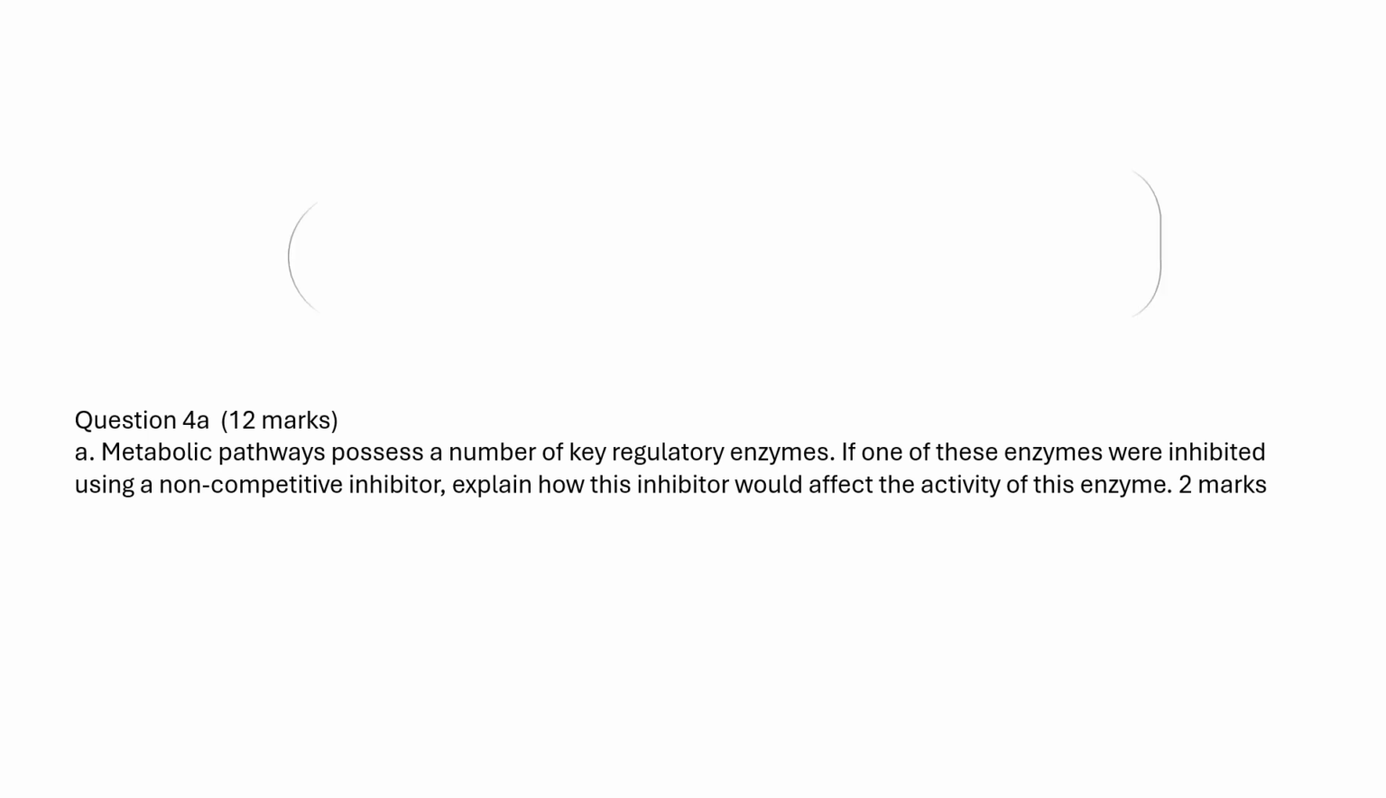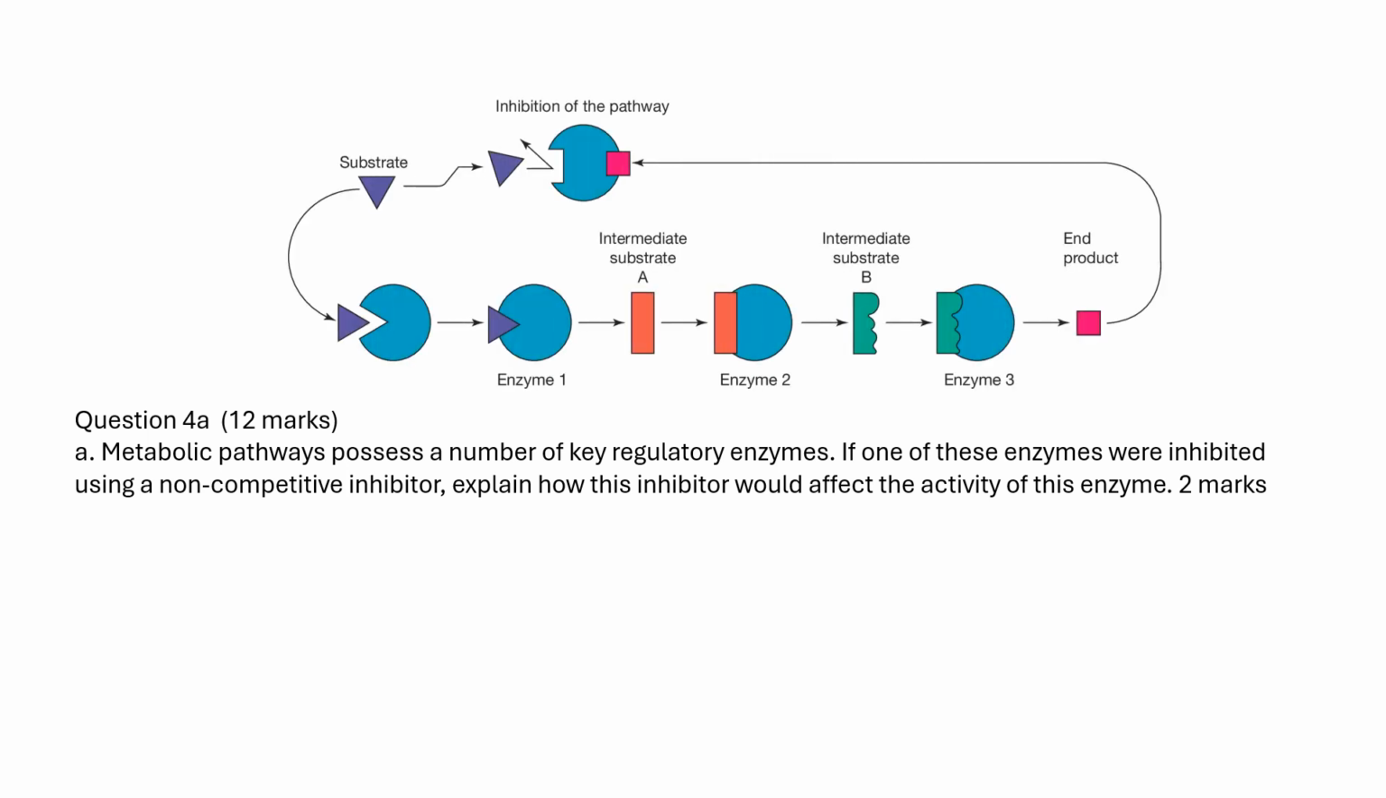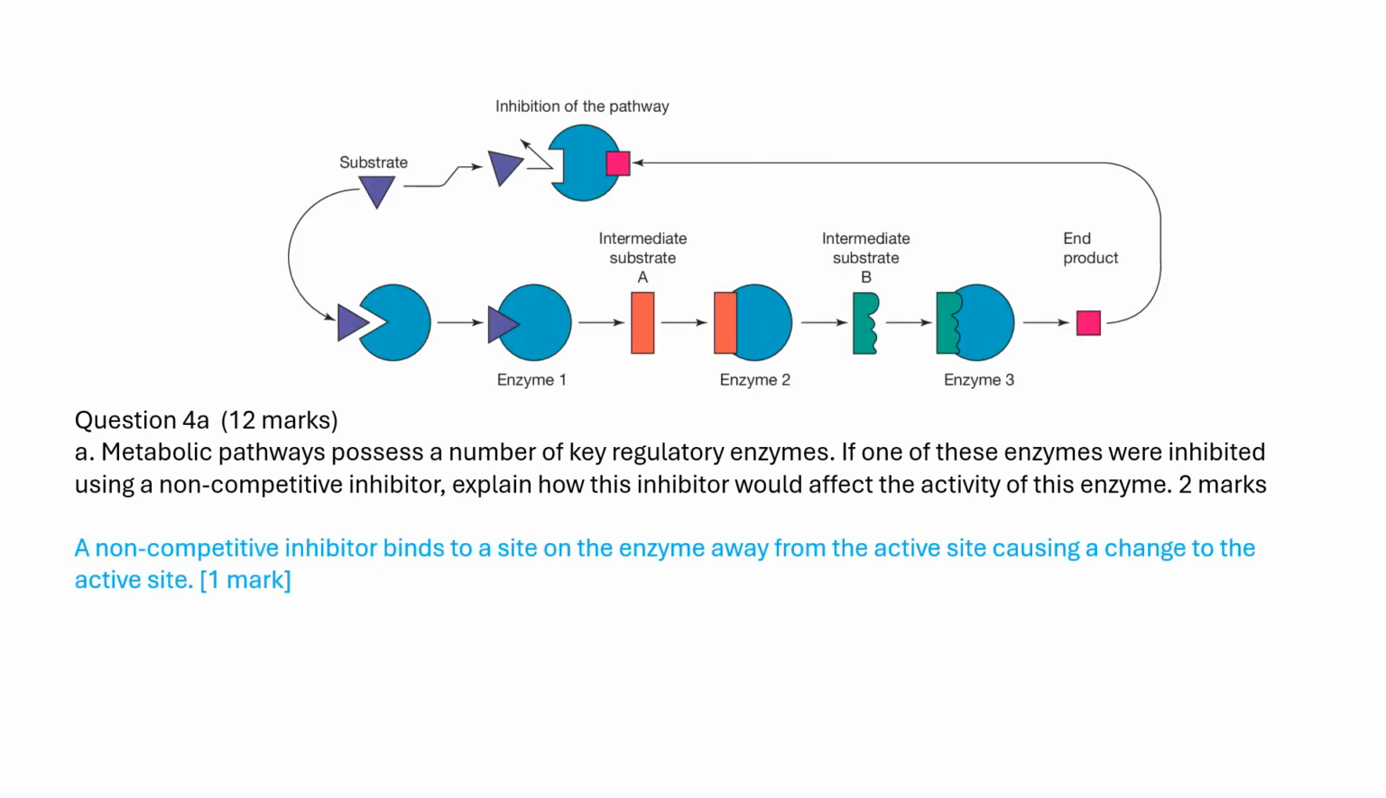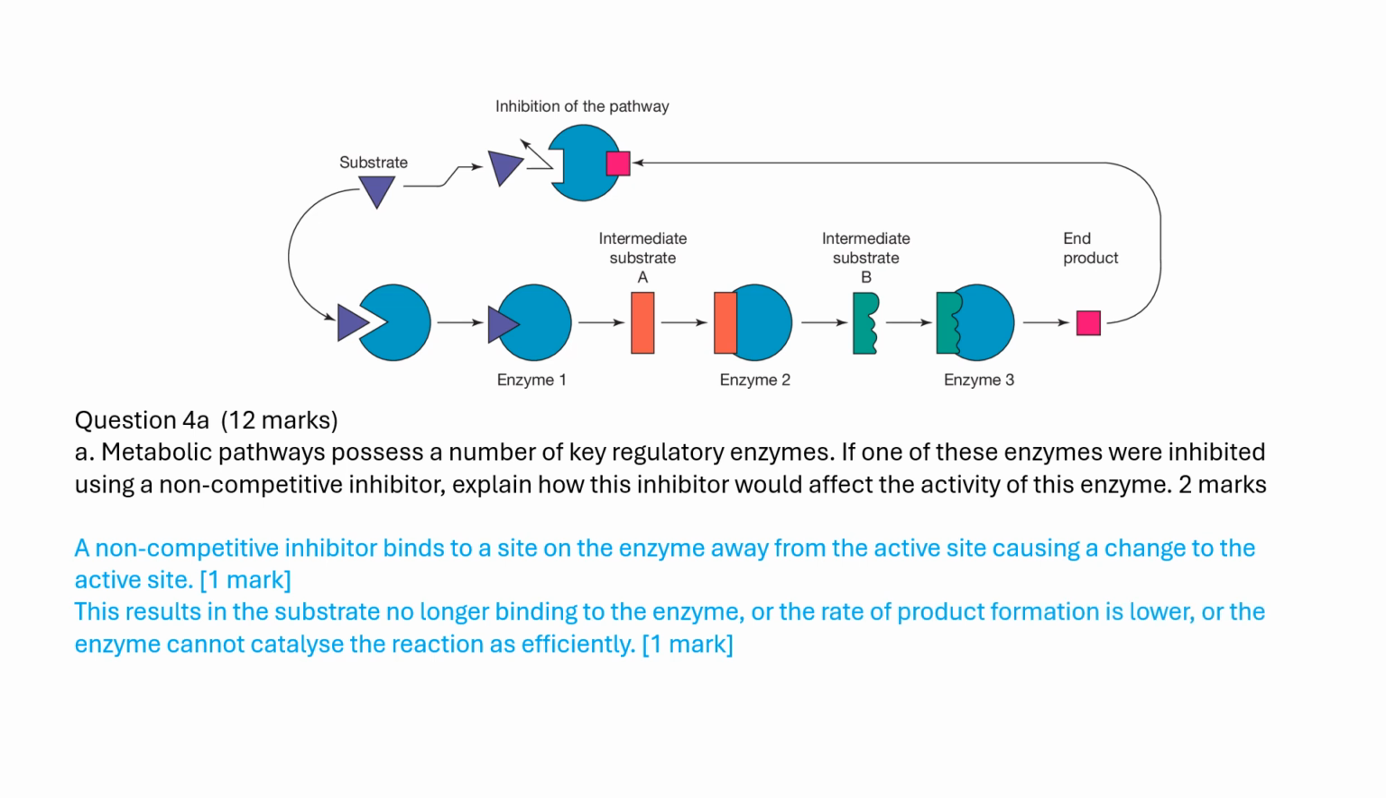A non-competitive inhibitor binds to a site on the enzyme away from the active site, causing a change to the active site. This results in the substrate no longer binding to the enzyme, the rate of product formation being lower, or the enzyme cannot catalyze the reaction as efficiently.